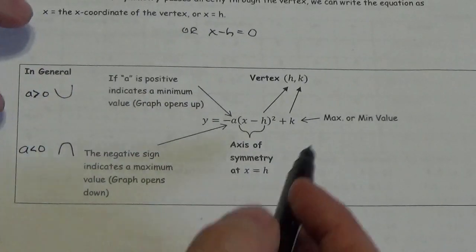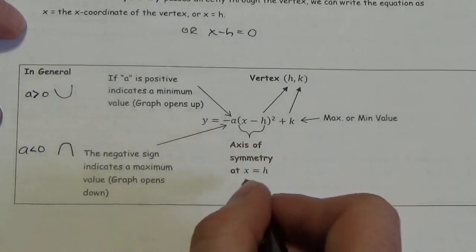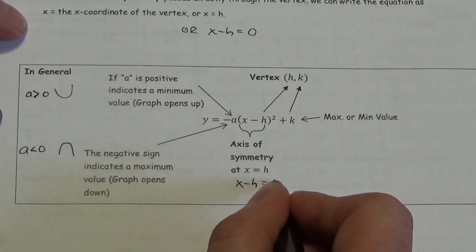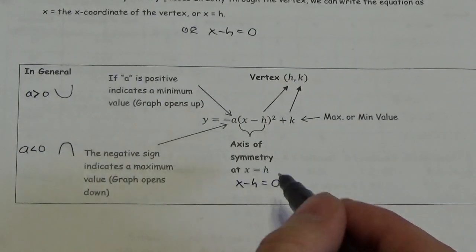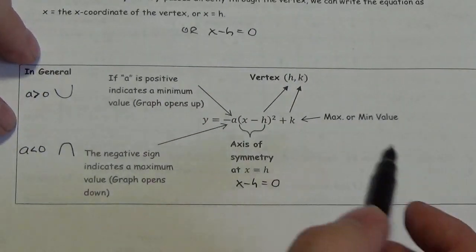Okay. The axis of symmetry will be x is equal to h, or x minus h is equal to 0. I just want you to be prepared for that, just in case that does show up. Okay, it's the same equation. We just brought the h over.